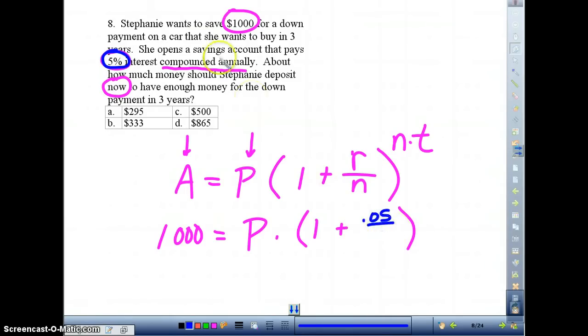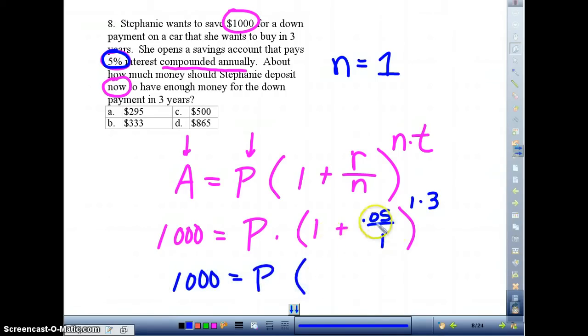0.05 divided by, if we're compounding annually, n equals what? Okay, you might want to take a look at your notes to make sure you know all those n values. Compounding annually means your n equals 1. Raised to the 1 times t, and our time is 3 years. Okay? So we've got 1,000 equals P times the quantity. Well, 0.05 divided by 1 is 0.05. So this is 1.05 raised to the 3 power.